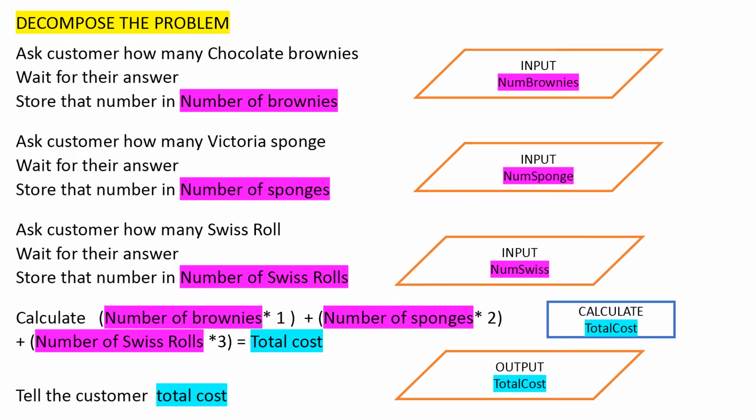Looking at the problem here, you can see that I can represent these as 3 different inputs. I'm going to input the number of brownies, num sponges, num Swiss, and then I'm going to calculate, so that's a process, I'm going to calculate the total cost, and then I'm going to output total cost. So I've broken it down. I'm now going to write that as pseudocode.